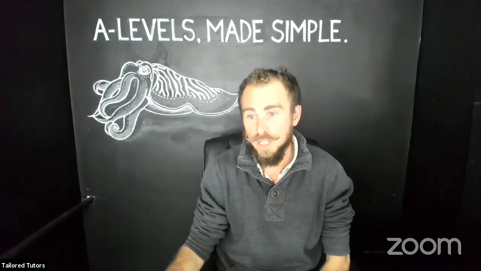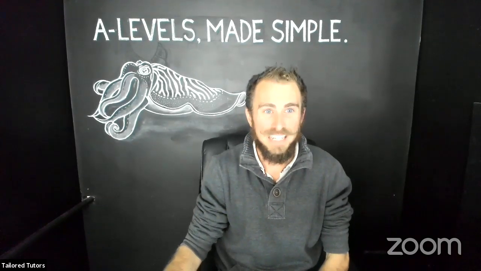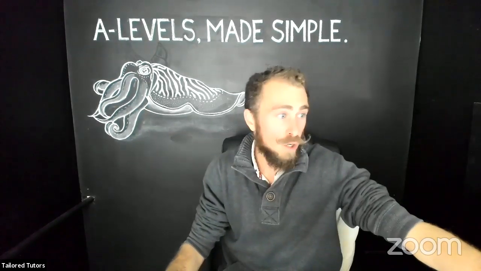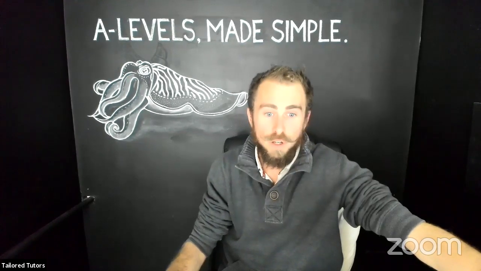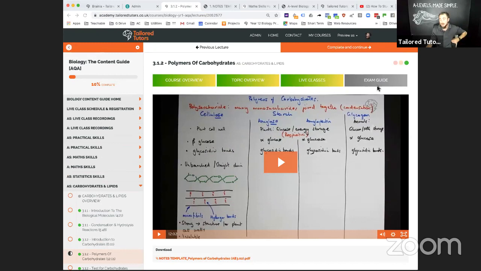Okay, next question was how to use the exam guide and how the exam guide is different. So let's say we're in the content guide over here. We know we're in the content guide because we've got the 3 green buttons and 1 gray button. I'm about to show you what the exam guide is.